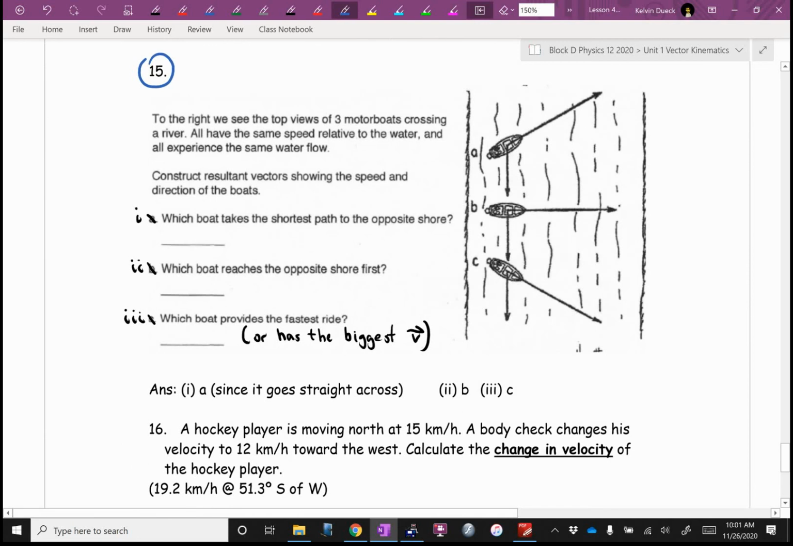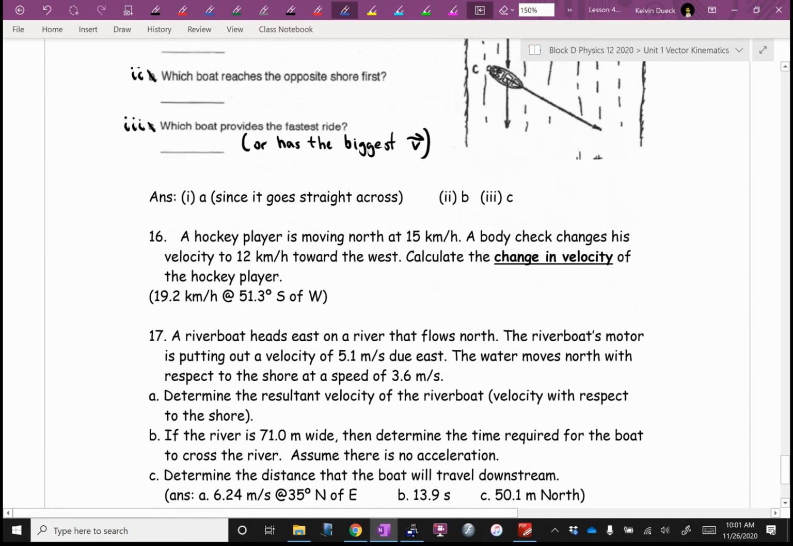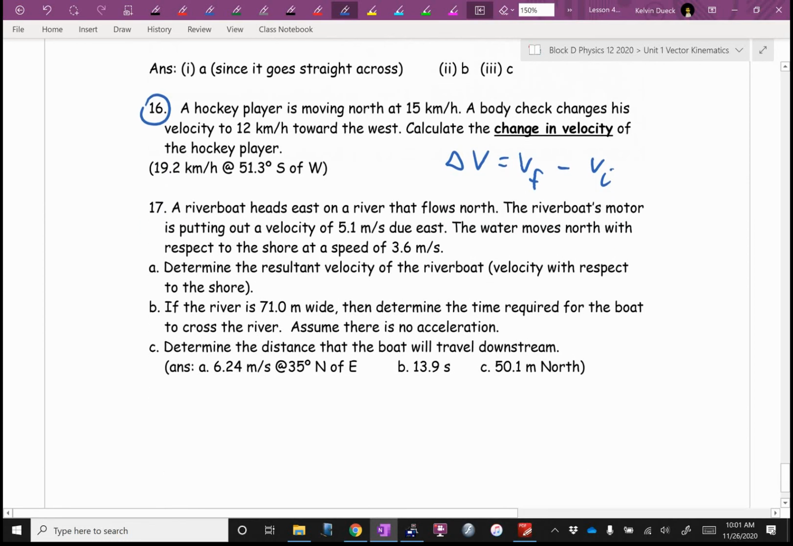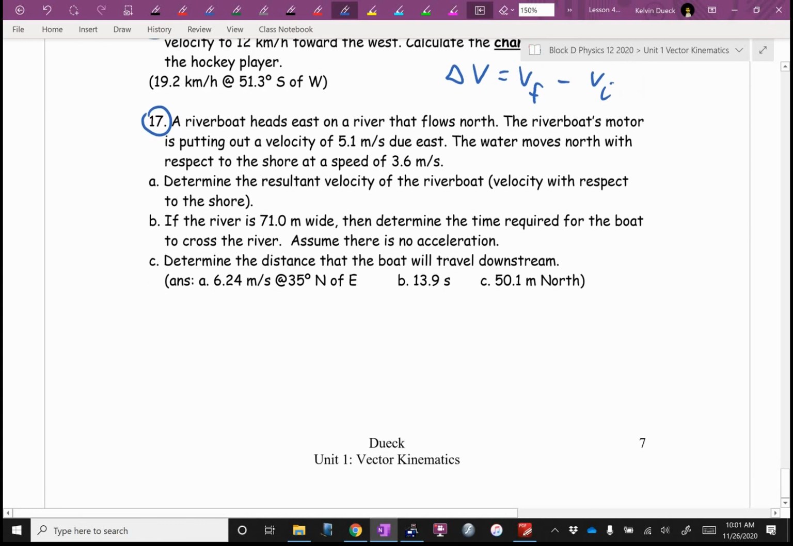15, here's a conceptual question for you to think about. I like number 16. What does it want you to find in number 16? What's change in anything? Did you say minus? How do I subtract vectors? I'll let you think about that. Okay? But that's going to be one of the main areas where we use subtraction of vectors. 17 we just did as well.